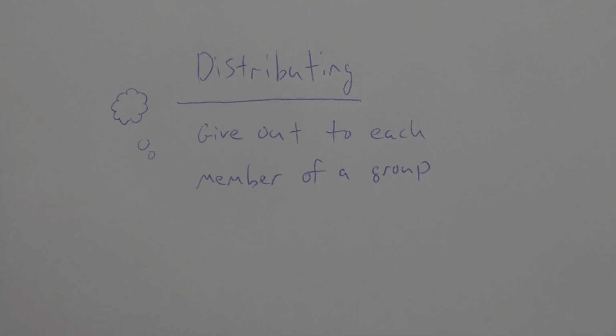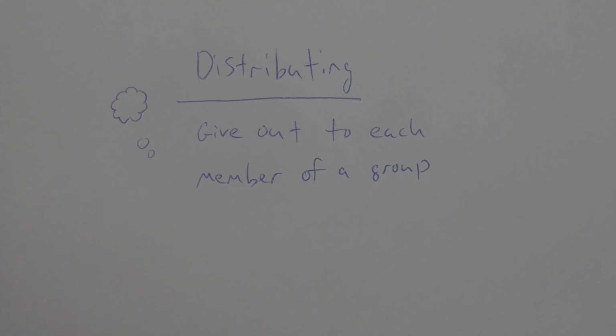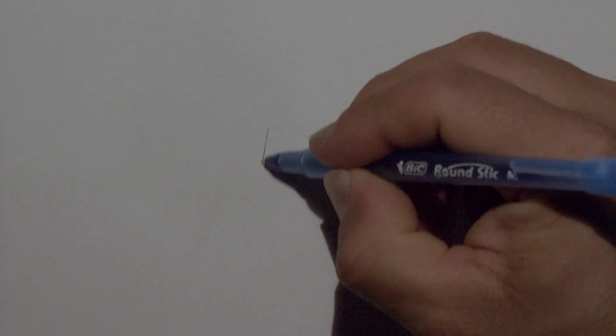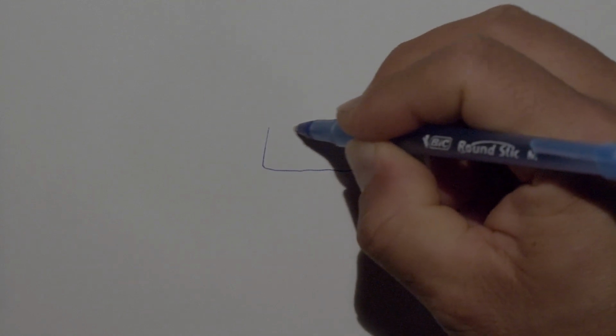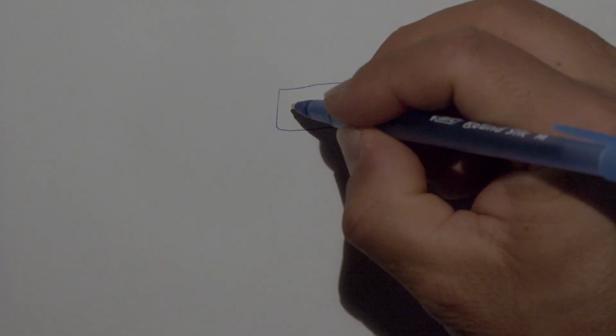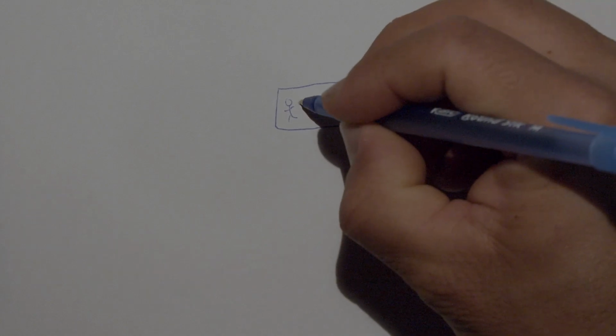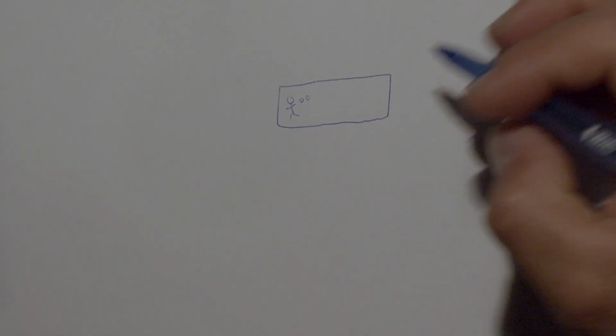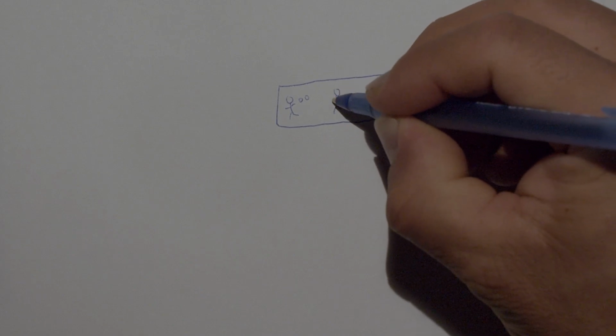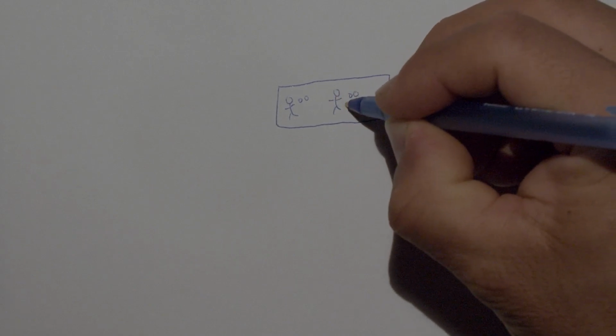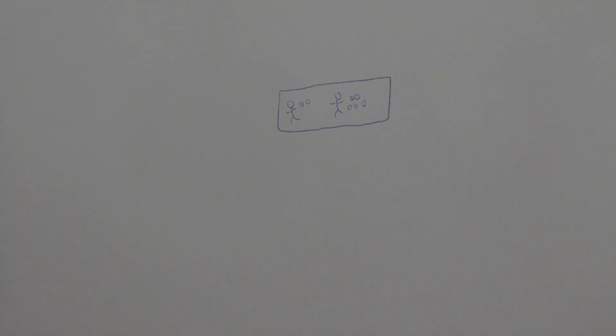So, when you see the word distribute or think about distributing, think to yourself, to give out to each member of a group. Now, let's say that you were on a boat. This is a jacked up looking boat, I'll tell you that for sure. Let's say you're on your boat, and you have 2 donuts, and your friend has 5 donuts.